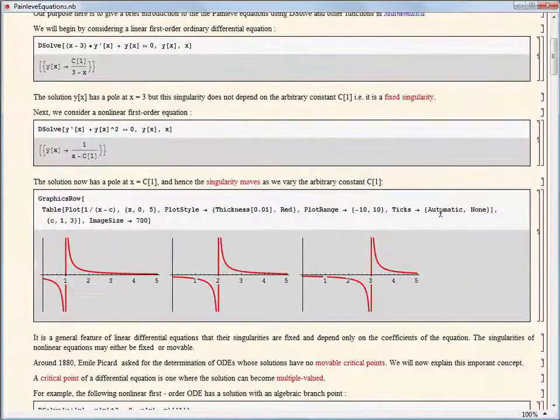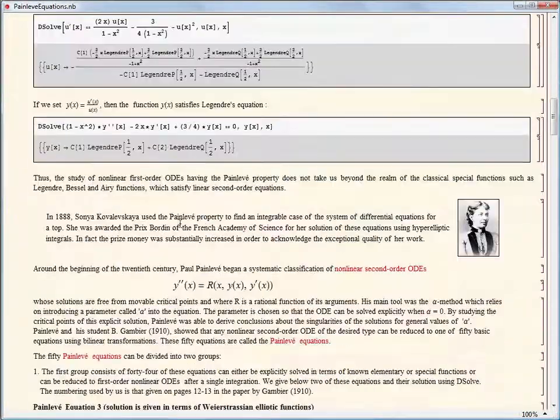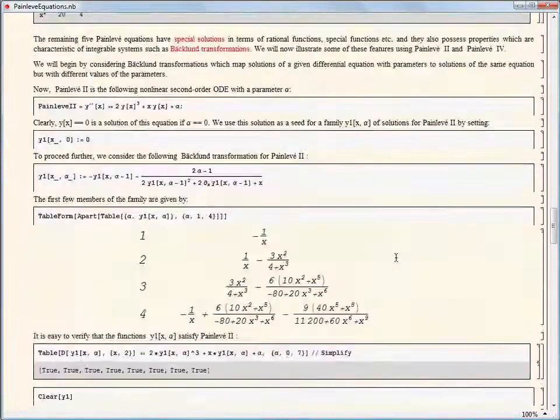The notebook goes on to discuss these critical points, and then there is a brief mention of the work of the famous lady mathematician Sofia Kovalevskaya, who actually used these ideas to solve the differential equations for a top, and in fact she received a prize from the French Academy of Sciences, and the committee was so happy with her work that they actually greatly increased the prize money to acknowledge its exceptional quality. There are further details over here.